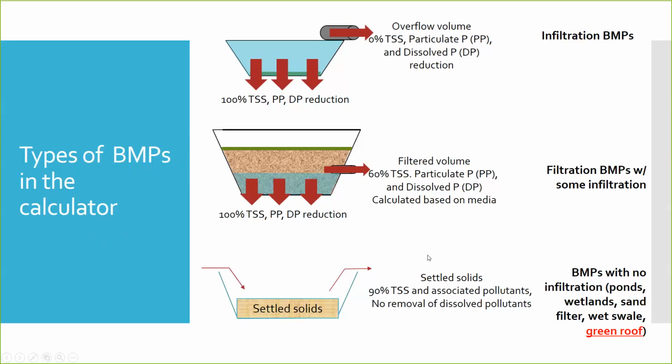The third type of practice are those BMPs that have no infiltration. These are going to be the wet ponds, constructed wetlands, sand filter, wet swale, and green roof. Note that the green roof, although it does not provide infiltration, does provide volume control. I'll touch on that just a little bit. But again, as with filtration BMPs, there is treatment that occurs in these types of practices.